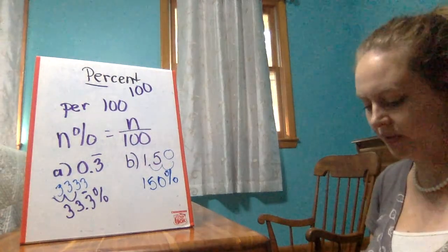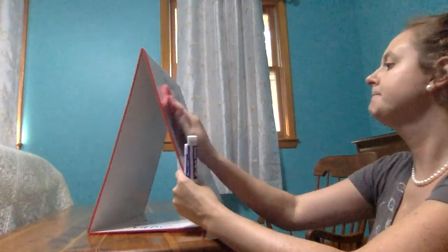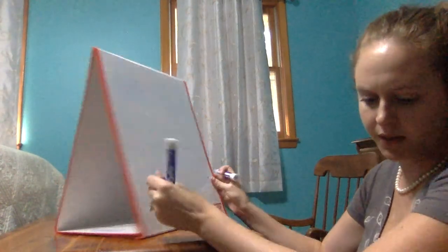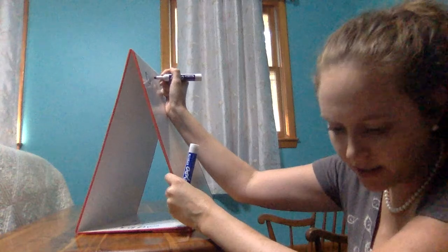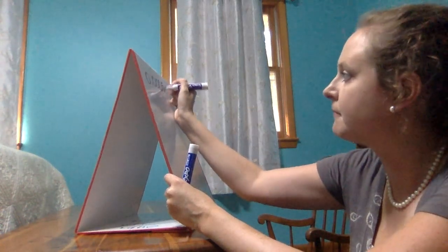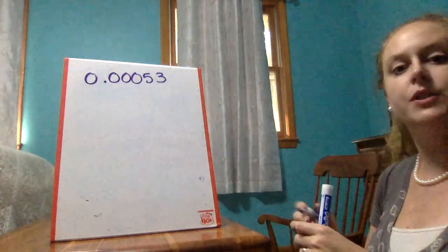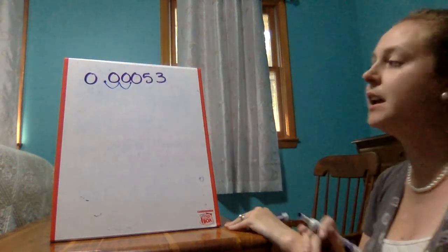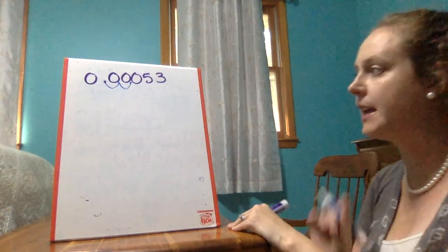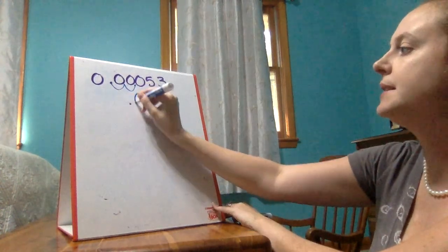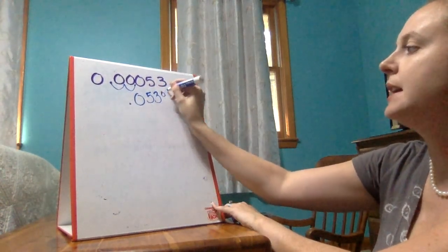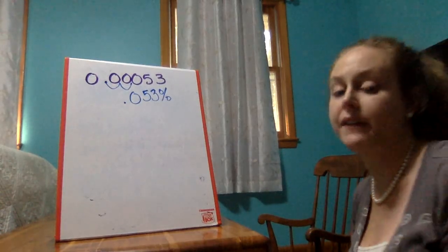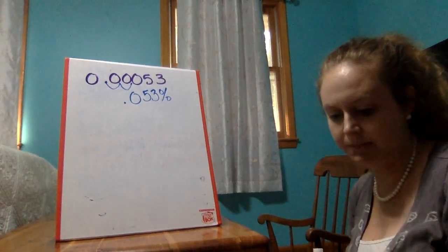The last one, I'm going to move 2 decimal places again. So there are lots of zeros there. Move in 2 decimal places. I can't get rid of the 0. This is just a really tiny percent. This is 0.053%, and that's okay to leave it like that. There's nothing wrong with having a really tiny percent.